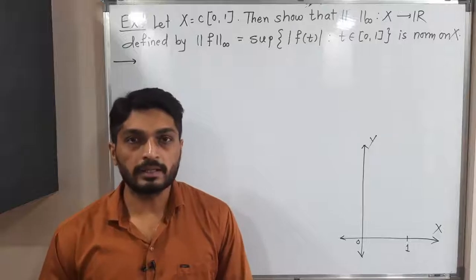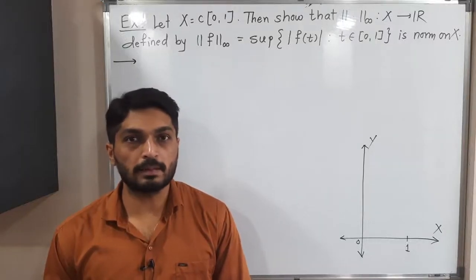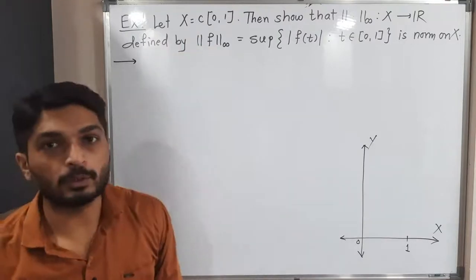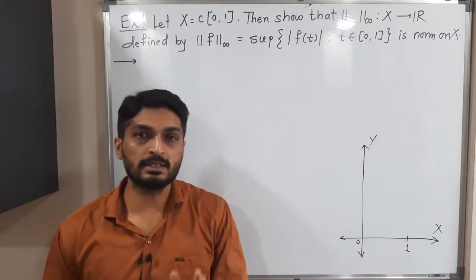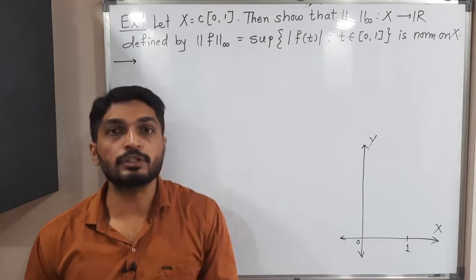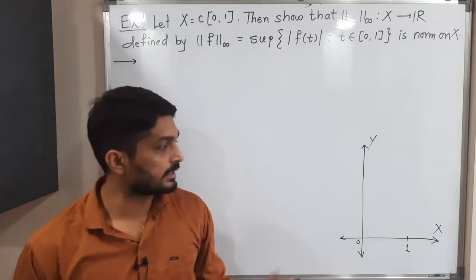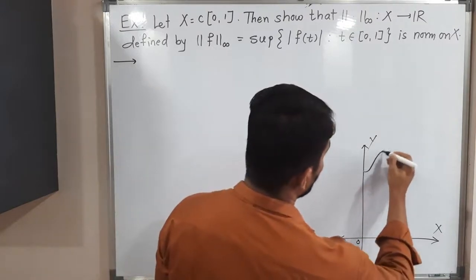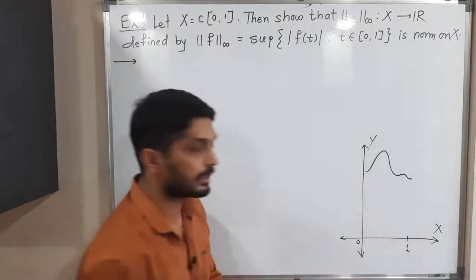Hi everyone, let us discuss this example. So in this example, they have defined norm infinity on X equal to C[0,1]. C[0,1] means the set of all continuous functions which are defined on the closed interval [0,1]. That means you can consider this function which is continuous, without any break.